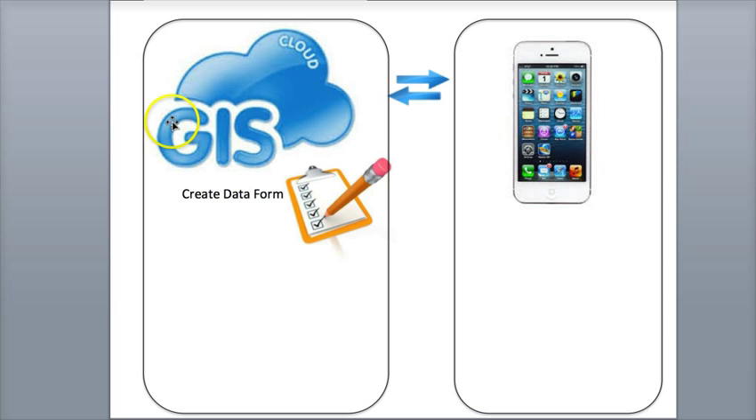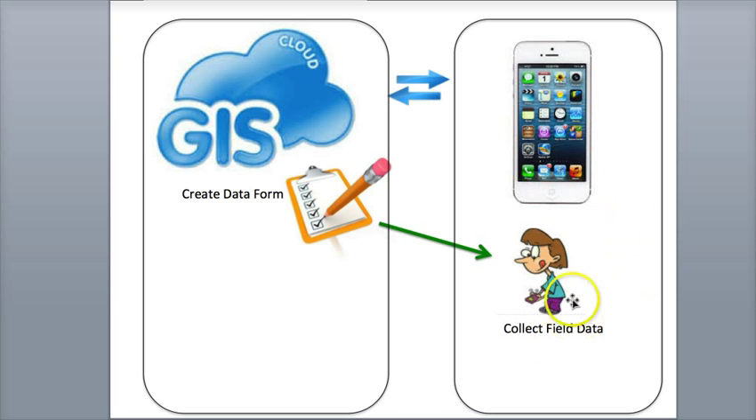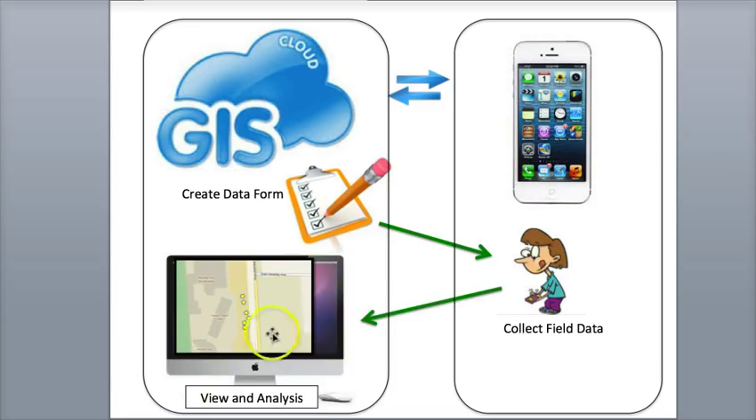Once the form is created, it's automatically synced with the app, and in the field, a person can fill out that form based upon the information that is being collected. And once that information is collected, it is synchronized in real time with the GIS Cloud and is available for viewing in the office. The next step is coming back to the office and opening the GIS Cloud, where all of the points collected in the field work are displayed on a map that can be viewed and analyzed.